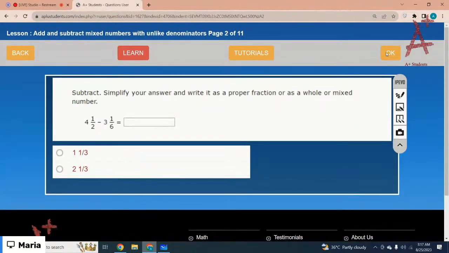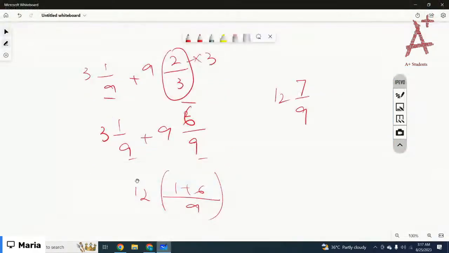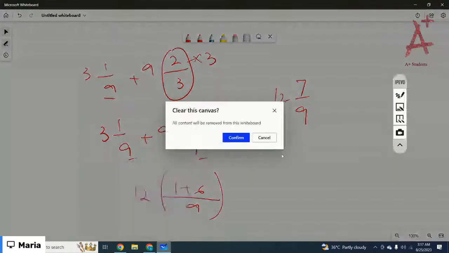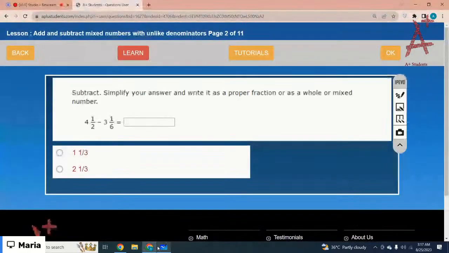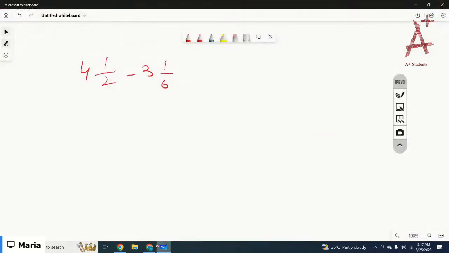Okay, the next one is 4 whole 1 over 2 minus 3 whole 1 over 6. That's the one I think we did in tutorial. Okay, let's just look at their denominators.